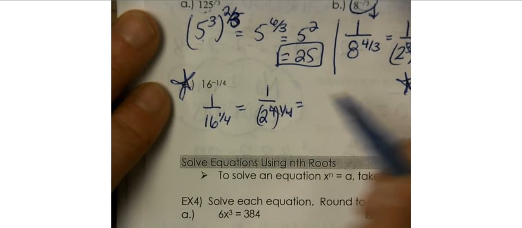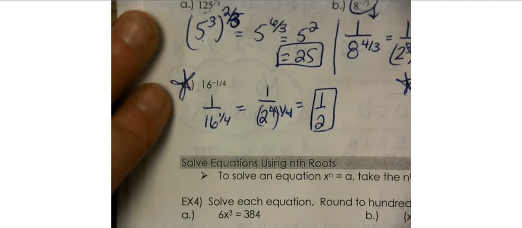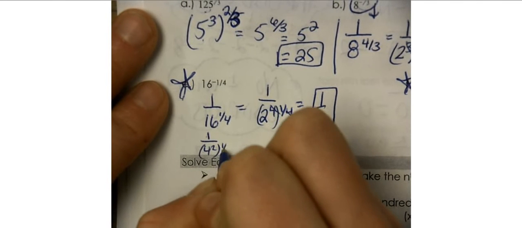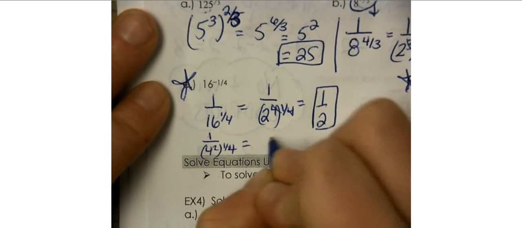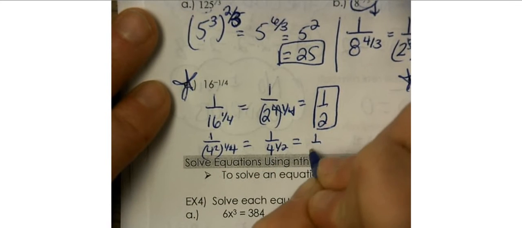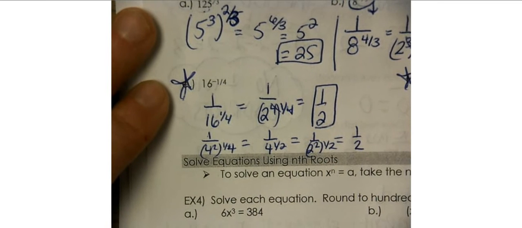If you did end up working with the number 4, you would have had 1 over 4 squared to the 1/4 power, which is going to be 1 over 4 to the 1/2 power, which is 1 over 2 squared to the 1/2 power, and you would still end up with 1/2. So regardless of your approach, you can still end up with the right answer.